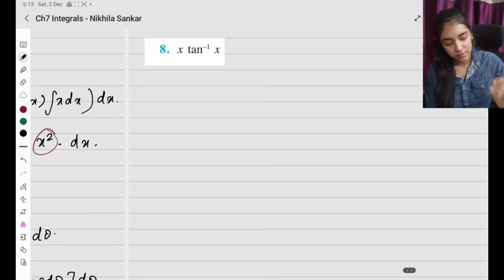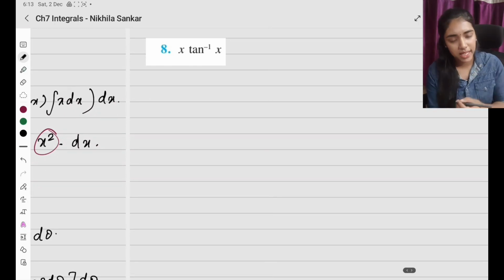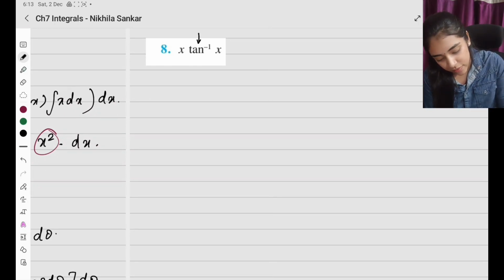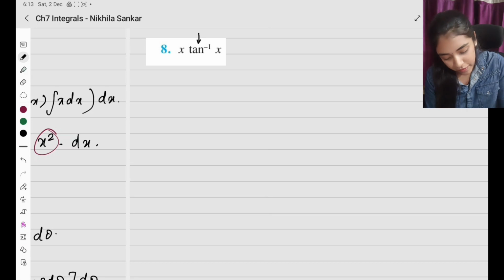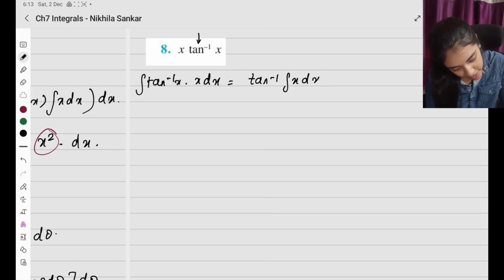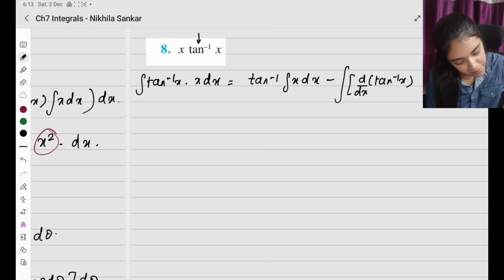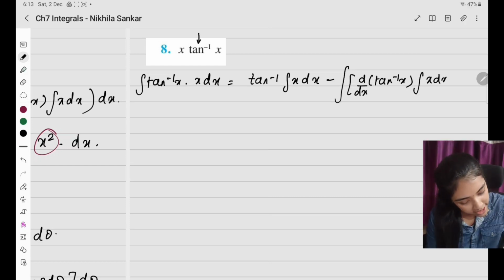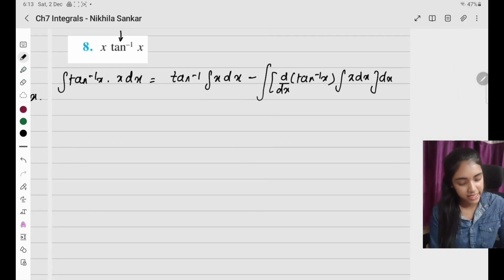Now I have x tan inverse of x. This we directly solve panna try pannalam. So tan inverse function gets the first preference. So my question becomes tan inverse x times dx. So this is first function, integral of second function minus bigger integral, open bracket d by dx of first function times integral of second times dx.